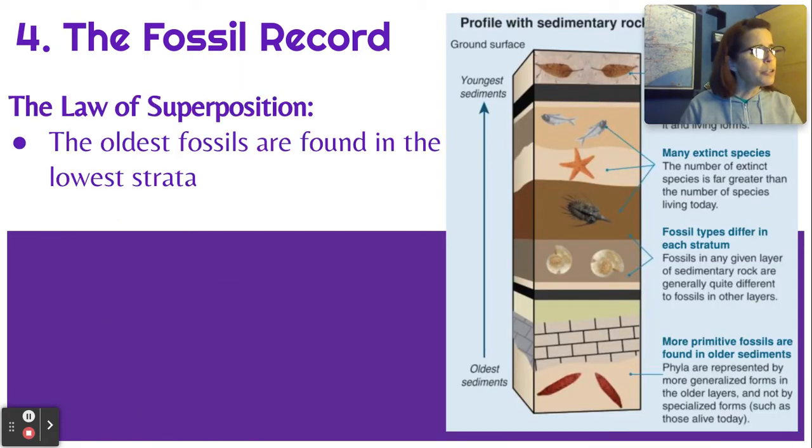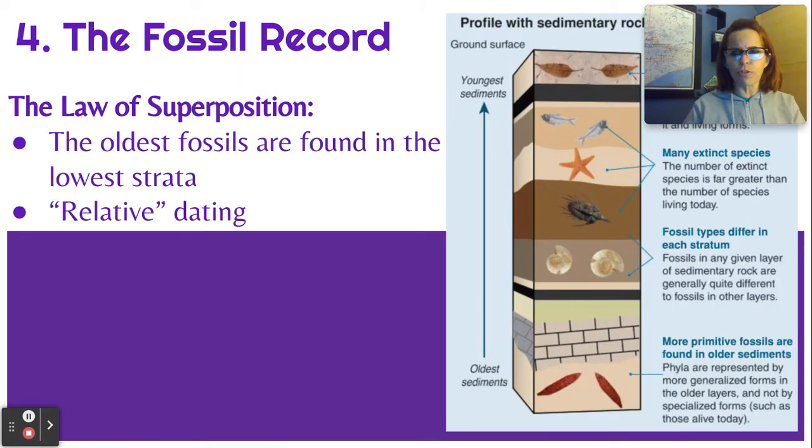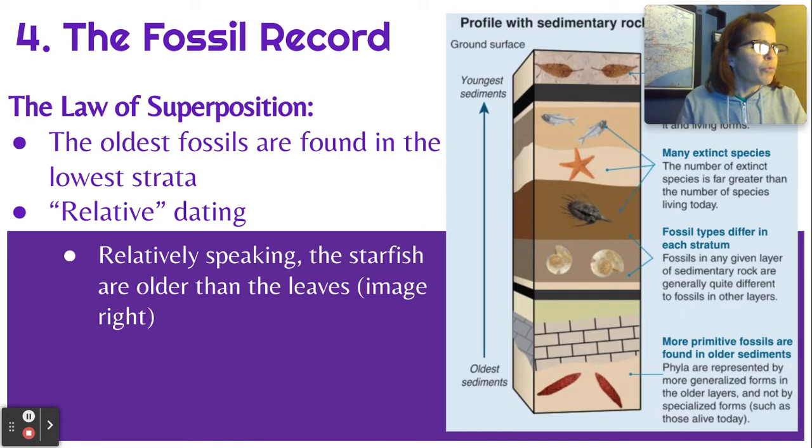All right, so continuing with the fossil record, I just want to remind you of a few things. When you're looking at strata of a fossil, like a cliff, and there's fossils in those strata. Strata means like layers or stripes. The things on the bottom are the oldest, and we call that the law of superposition and relative dating instead of radioisotope dating. So relatively speaking, the starfish are older than the leaves in the image.